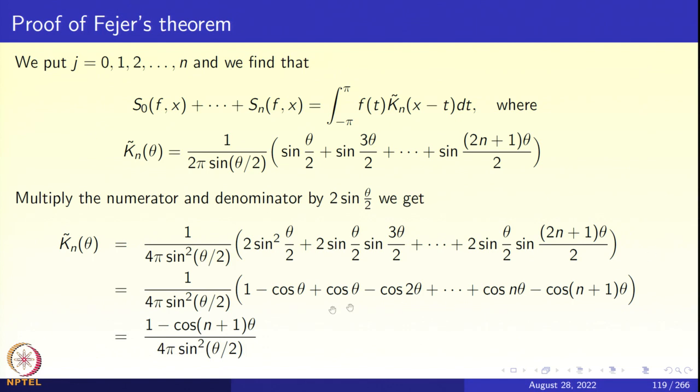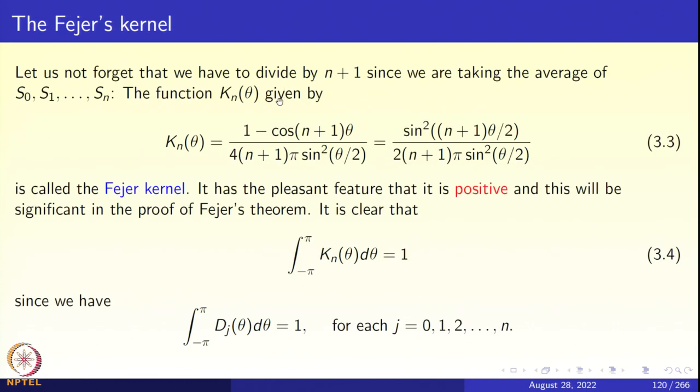The series telescopes, a lot of things cancel out. You are simply left with 1 minus cos (n plus 1) theta upon 4 pi sine squared theta by 2. And that's a very nice thing because that is non-negative. Let us not forget that we have to divide by n plus 1 because we are taking averages, and we are taking averages of n plus 1 things, not n things: S naught, S1, S2, Sn. The sequence begins with a 0th term.